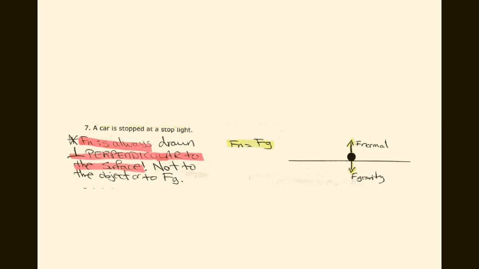Okay, I mentioned this earlier. Fn is always drawn perpendicular to the surface, and the symbol for perpendicular is to the left of it, not to the object or to Fg. So we've seen a bunch of problems, and it just looks like F normal is always going straight up, but that's because every surface that we've had has been horizontally straight. So just keep in mind that Fn is always drawn perpendicular to the surface, not to the object, and not to Fg. Fg, on the other hand, is always drawn straight down from the object.